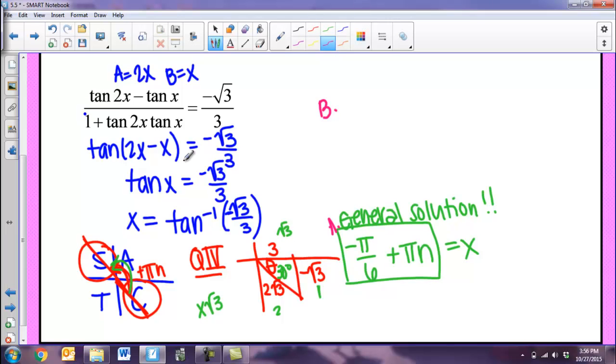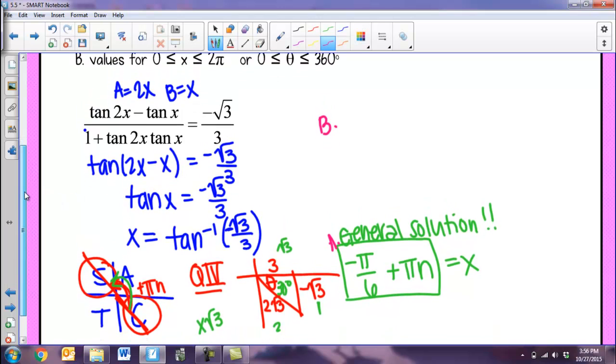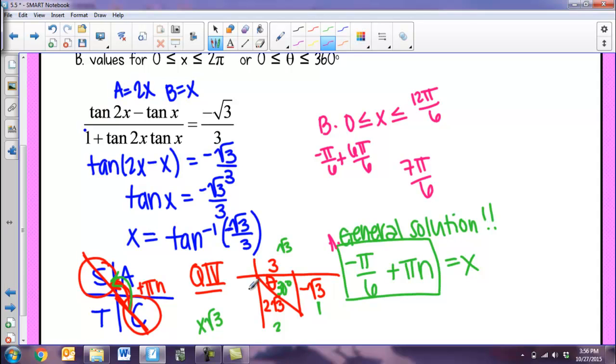Part B, we want to find in between 0 and 2 pi. So again, we're going to be looking for values that are in between 0 and 2 pi, with 2 pi being 12 pi over 6. So something that are in between those 2 values. Now if you look at your general solution, unfortunately negative pi over 6 is not in that domain, so we're going to say negative pi over 6 plus 1 pi, so 6 pi over 6. So my first solution would be 7 pi over 6.